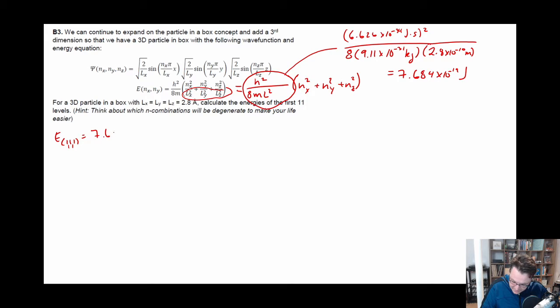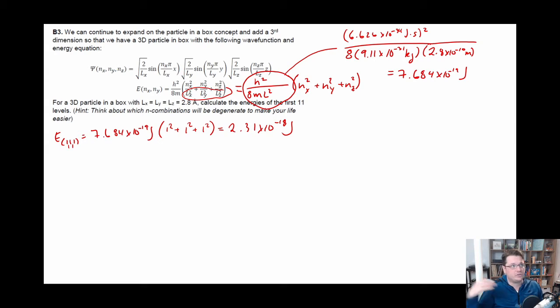So we have 7.684 times 10 to the negative 19 joules times, and now we just have this part, 1 squared plus 1 squared plus 1 squared. So that's 3. So what we get is an energy of 2.31 times 10 to the negative 18 joules, which should be what I have on the key. Yes, so you have that right there.